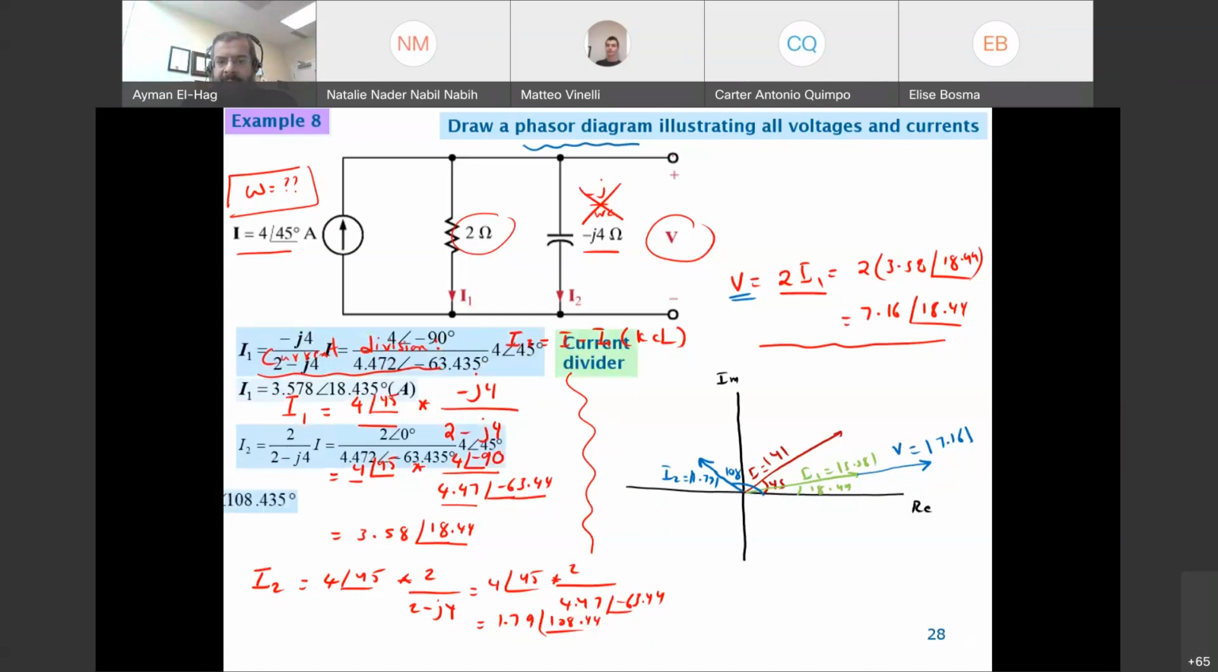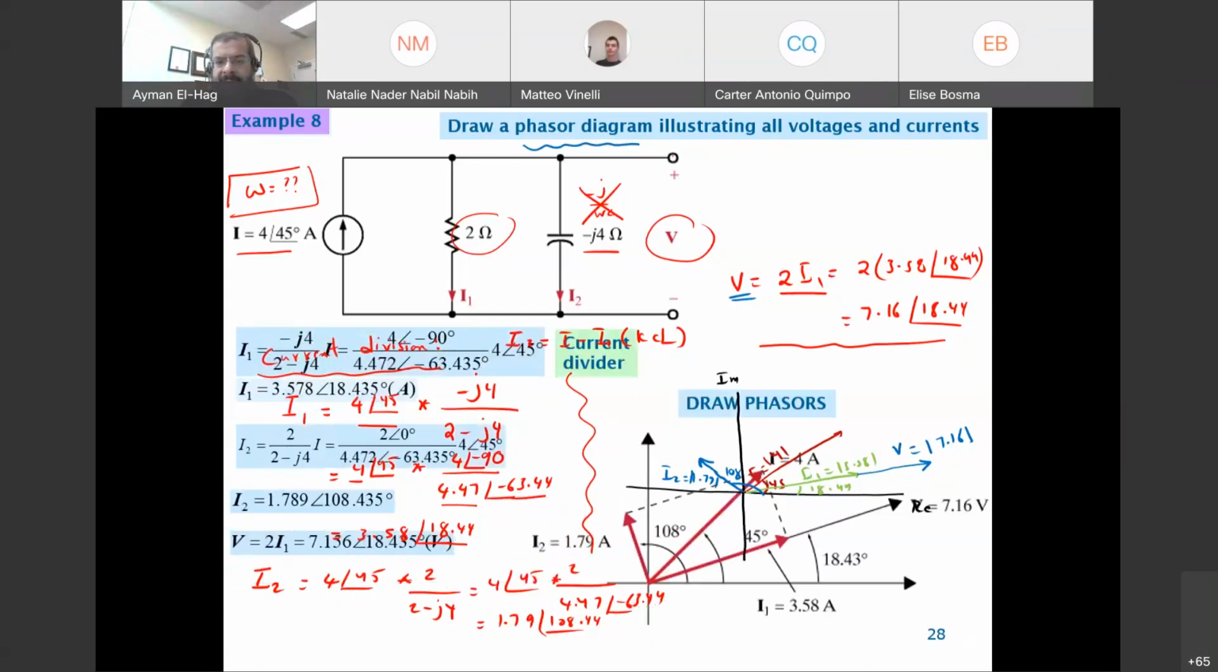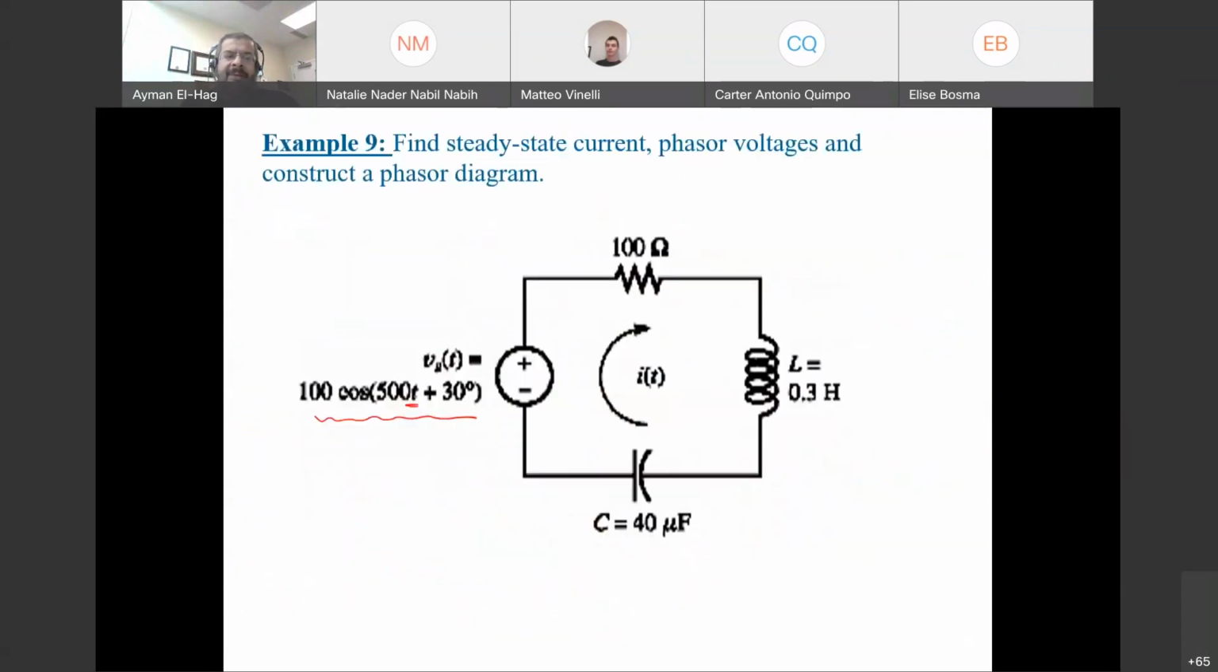Here are all the calculations. Here you have it in detail. Let's have this question as well. It says here, find the steady state current. So here we have one current, I of t. So we want to find I of t.